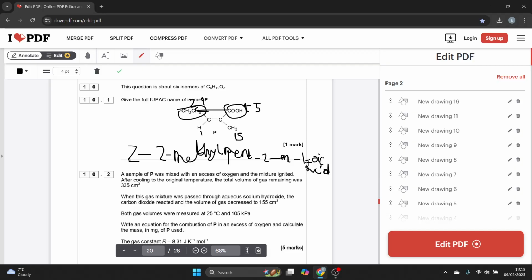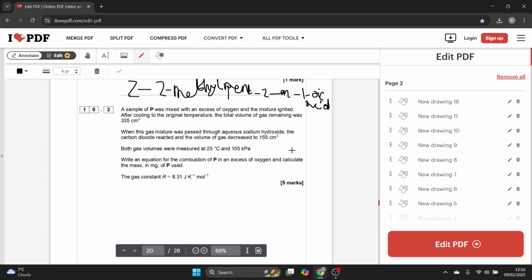Yeah, that's a lot for one mark. Z, because of what I just explained before. Methyl group on the second carbon. Meth, eth, prop, but, pent, longest carbon chain. Pent-2E-1-oic acid.